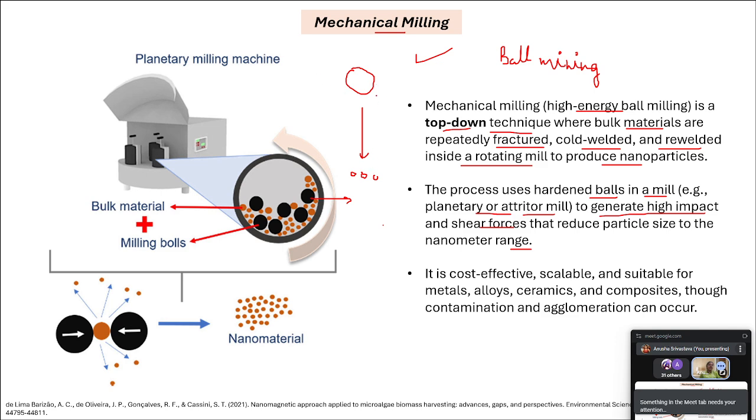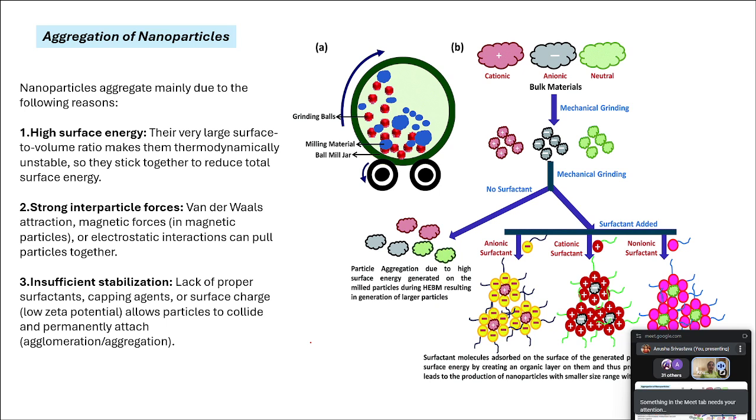Similarly, there is bulk material. So because of these shear forces and high impact that are being exerted by these milling balls, it results in particle size in the nanometer range. So this is kind of cost-effective, scalable, and suitable for metals, alloys, ceramics, and composites, though contamination and agglomeration can occur. So this is one of the techniques by which these nanomaterials are formed. Now, let us understand a little deeper into it.